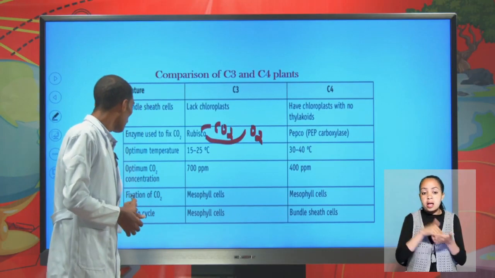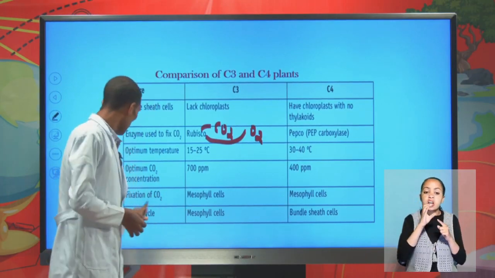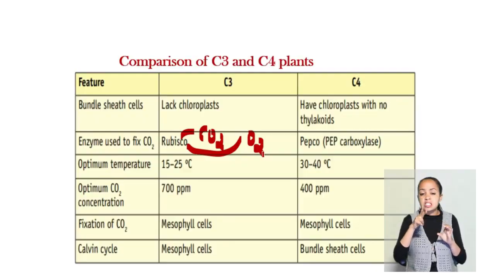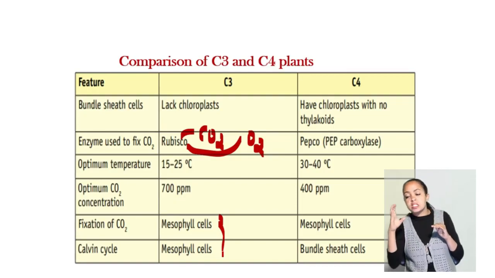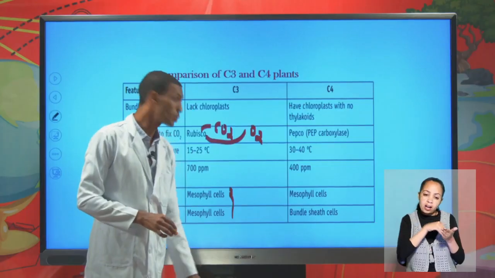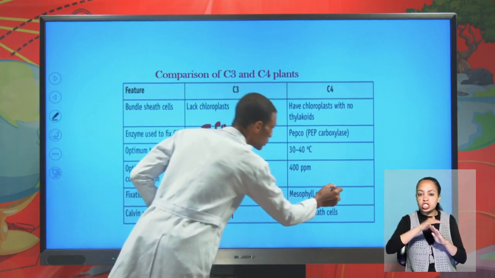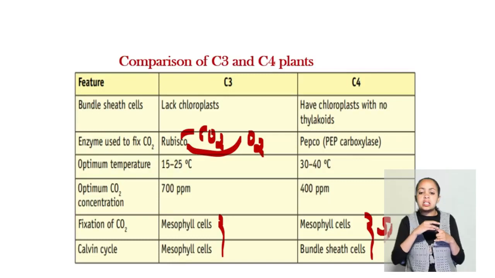Here again, both fixation of carbon dioxide and the Calvin cycle in C3 plants take place in the mesophyll cell, whereas in C4 plants, fixation of carbon dioxide takes place in the mesophyll cell, and the Calvin cycle, the production of sugar, takes place within the bundle sheath cell. By that, we say this one is spatial separation. Spatial separation of the Calvin cycle and the fixation of carbon dioxide.